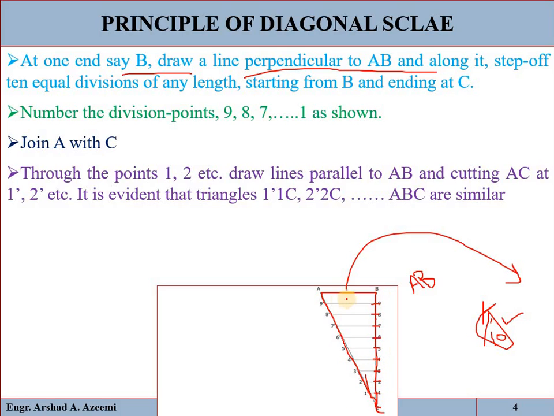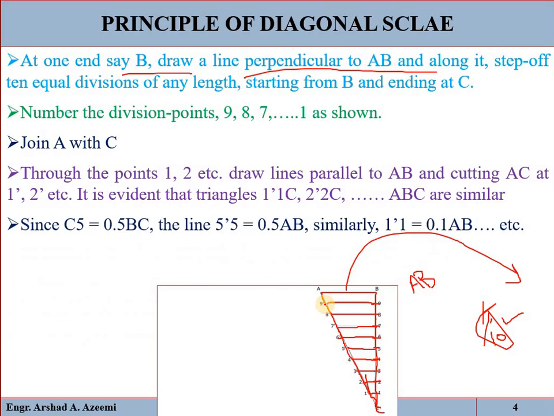Draw parallel lines to AB. For example, this is 1, 1 dash parallel to AB, 2, 2 dash parallel to AB, 3, 3 dash parallel to AB, 4, 4 dash parallel to AB, 5, 5 dash parallel to AB and so on. Just draw the parallel lines to AB.